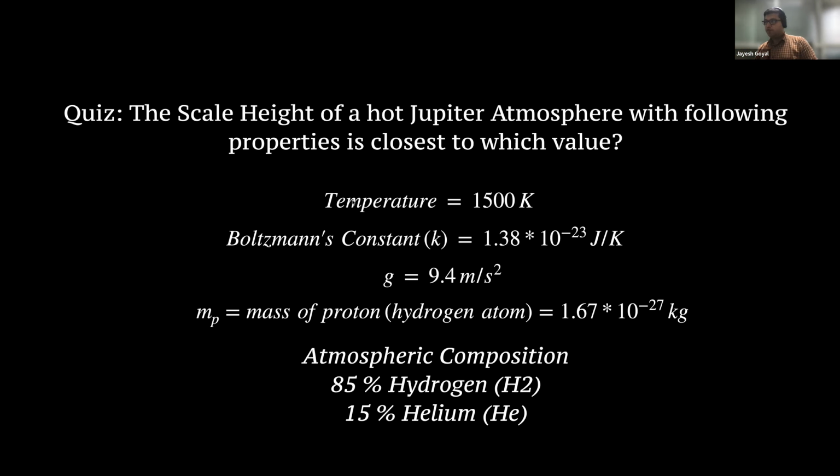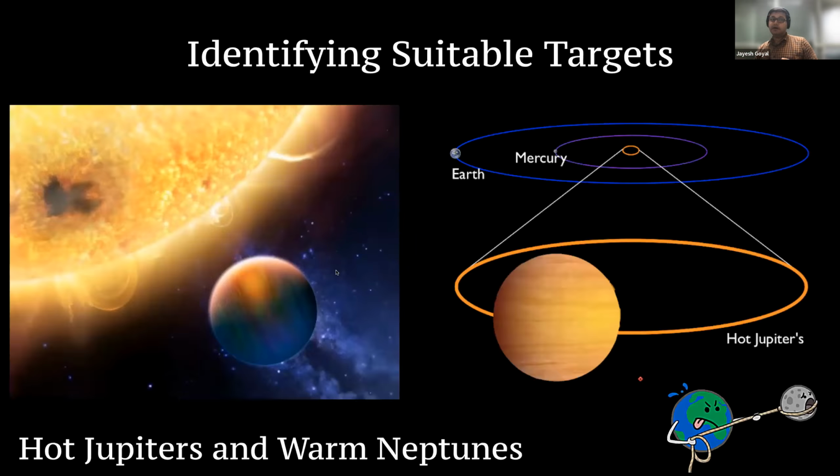Okay, moving forward, here you get around 570 kilometers, and you now know why. That is why the targets we choose for atmospheric characterization mainly involve hot Jupiter and warm Neptune planets, because their scale height is very large.